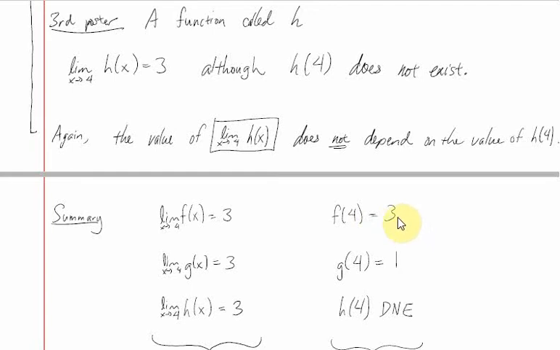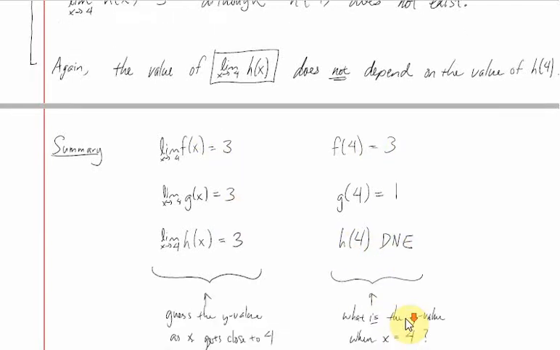These are the actual values. We had 3, which matched. We had 1, which did not match. And we had does not exist. It's not even a number, right?